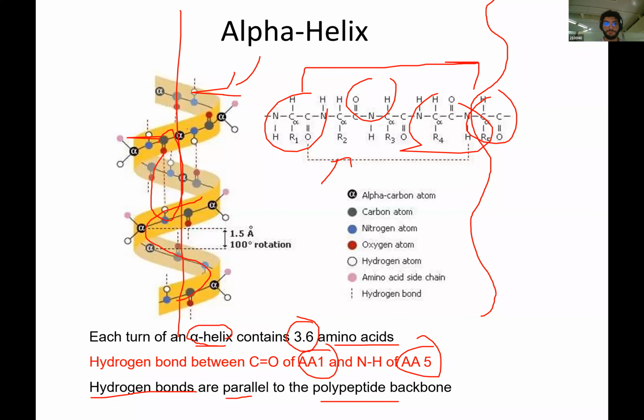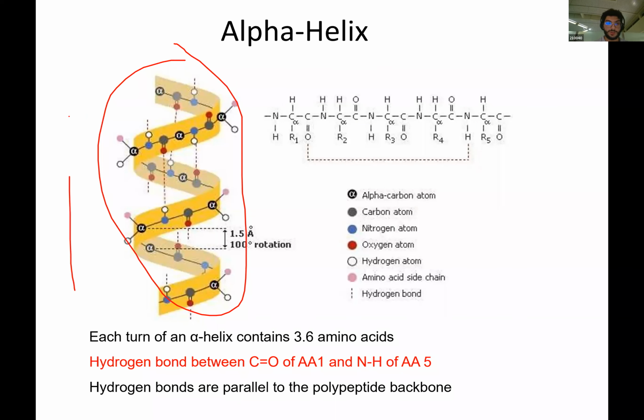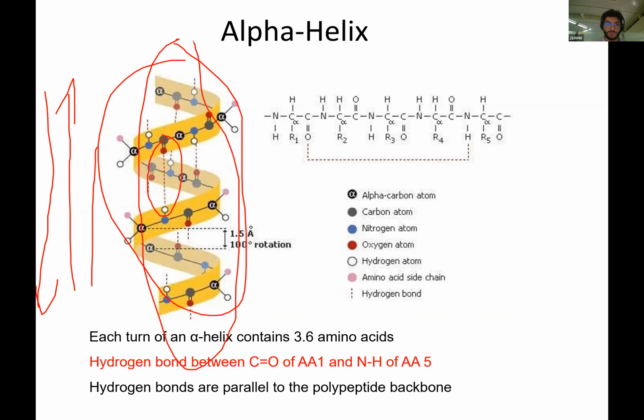Now, these hydrogen bonds in alpha helices specifically are parallel to the polypeptide backbone. Let me clear the slide real quick. If you see the polypeptide backbone over here, it's going this way, up or down, whatever you want. If you see the hydrogen bonds, they're also pointing in the exact same way that the bulk of this spiral is pointing. So this is what it means to be parallel to the backbone. This is a property of alpha helices.